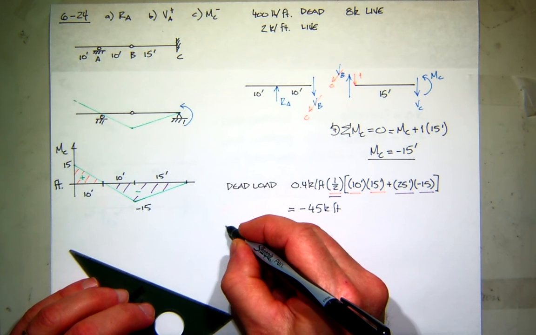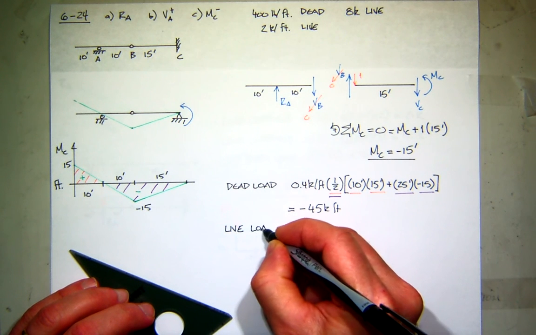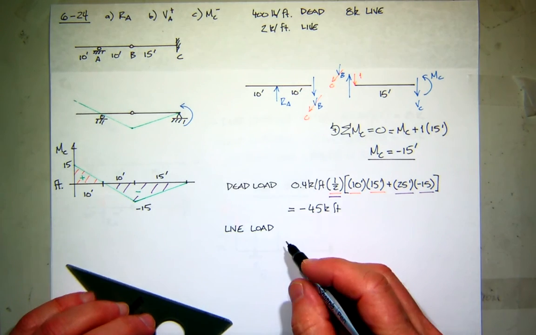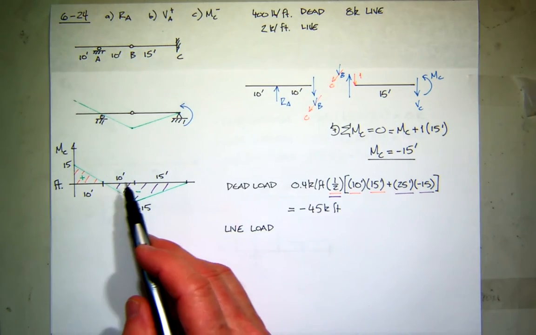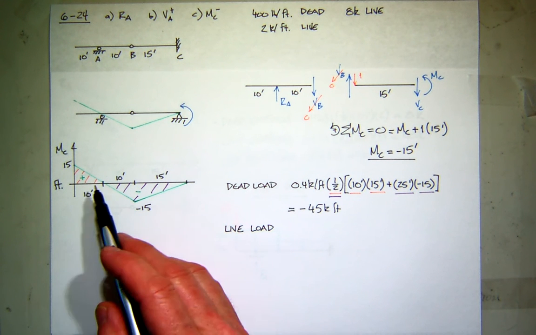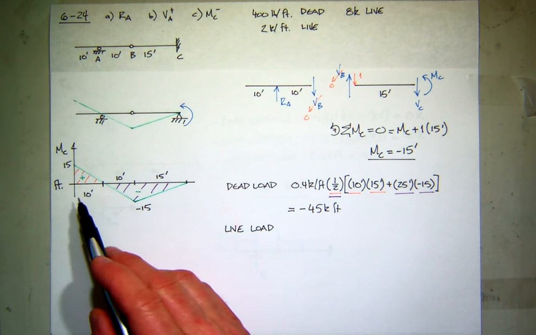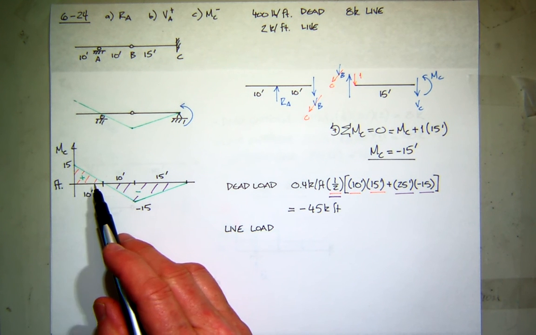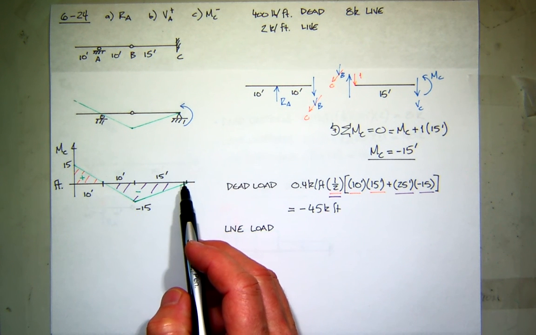So let's do the live load. Uniform load. Now what changes here is this problem wants the maximum negative moment. So I put the live load over the part of the beam that creates the best negative area. And what's the best negative area? Should it be over 0 to 10? No, that's positive. So it's got to go from 10 to 35.